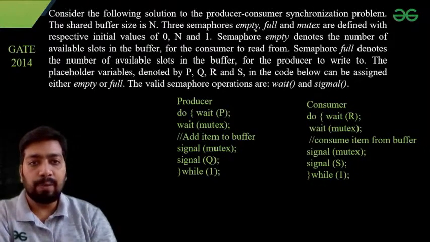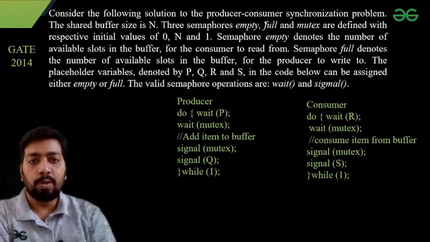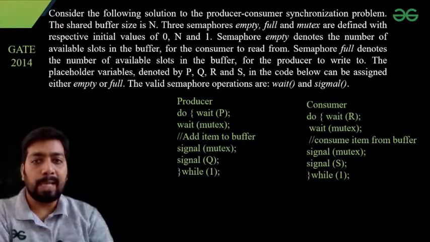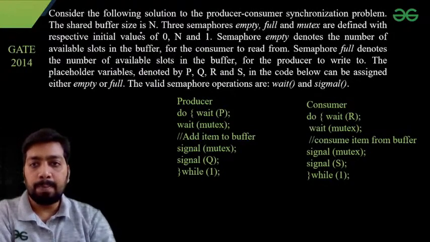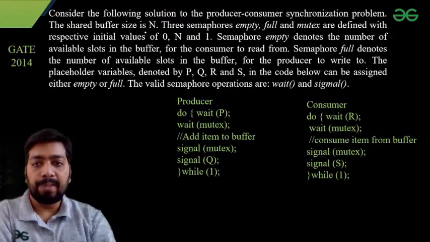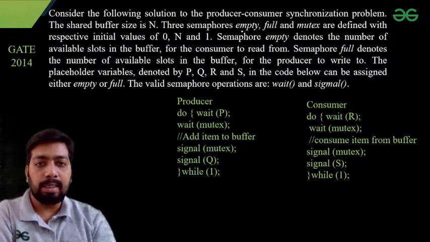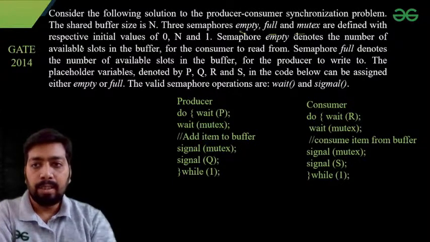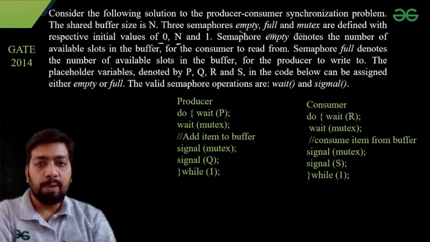Consider the following solution for the producer consumer problem. So again, this is the producer consumer problem. That means a critical section problem. Shared buffer of size n. So the buffer size is n. There are three semaphores empty, full, and mutex defined with the respective initial values 0, n, and 1. 0 for empty, n for full, and 1 for mutex.